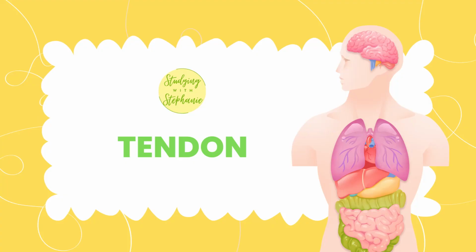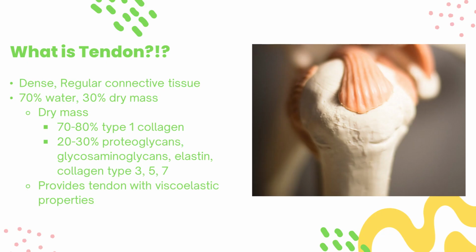Today, we're going to continue on our connective tissue series, and we're going to discuss tendon. So, what is tendon? Tendon is a dense, regular type of connective tissue. And what this means is that the fibers are oriented in a linear fashion, they go in one direction. It's dense, so it's closely packed and it's organized, it's all bundled into a sheath all together.